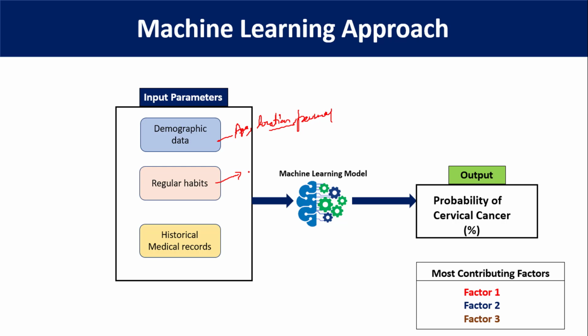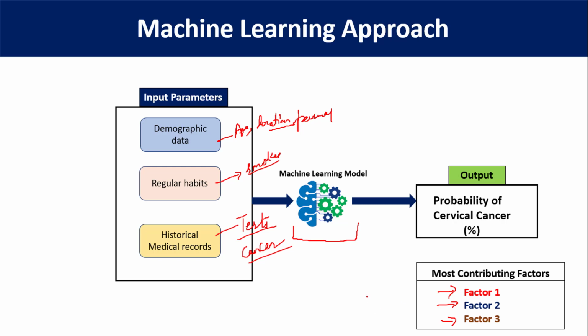Then some regular habits, whether the patient smokes or not, whatever the regular habits of the patients are. Then come the historical medical records, in terms of different types of tests, and whether they have any previous history of cancer or not. Based on these independent features, we'll be building a machine learning model. By training the model on those features, we'll be predicting cervical cancer in terms of probability. And then we'll be explaining our model by demonstrating which features are important, what are the important input features which are contributing to predicting cervical cancer.